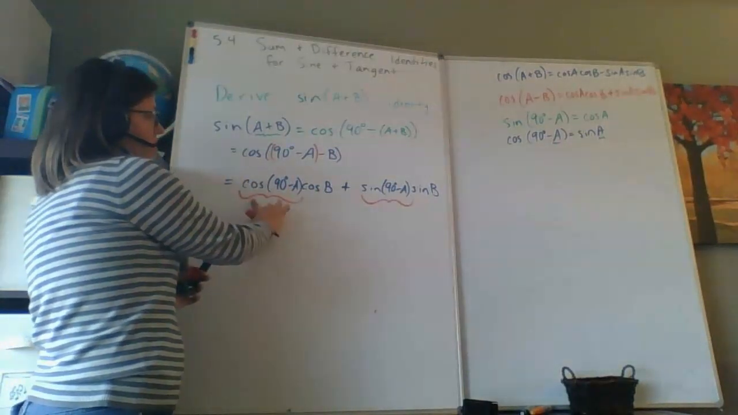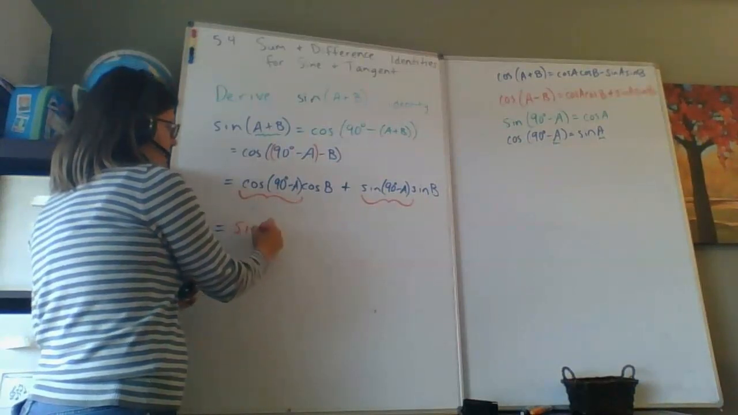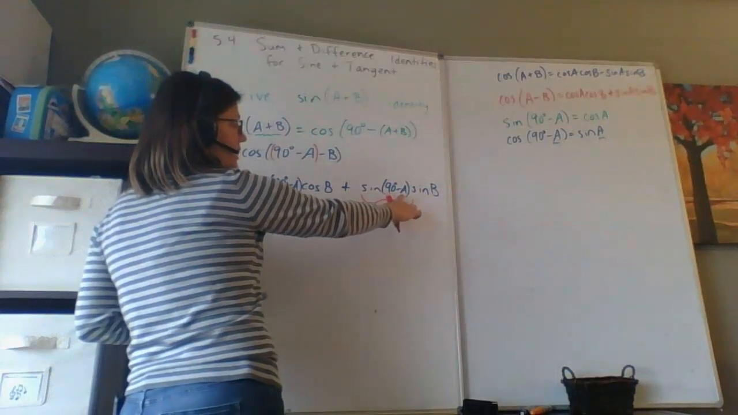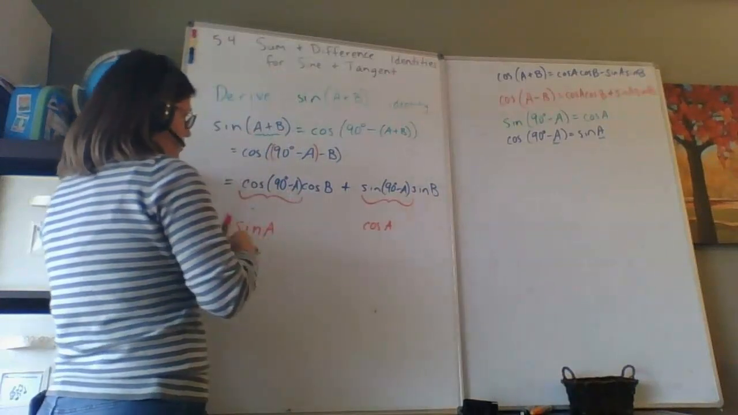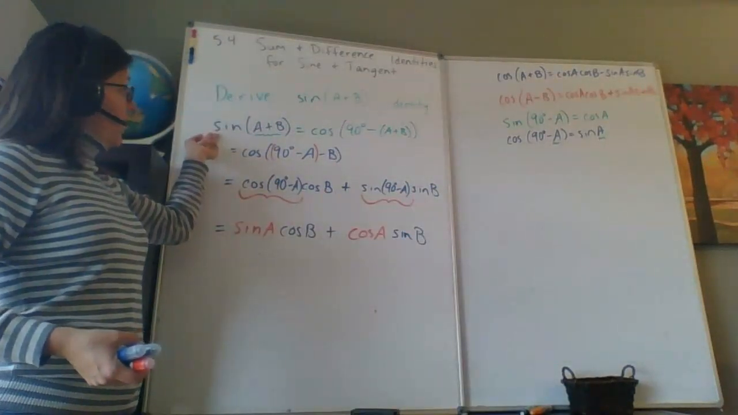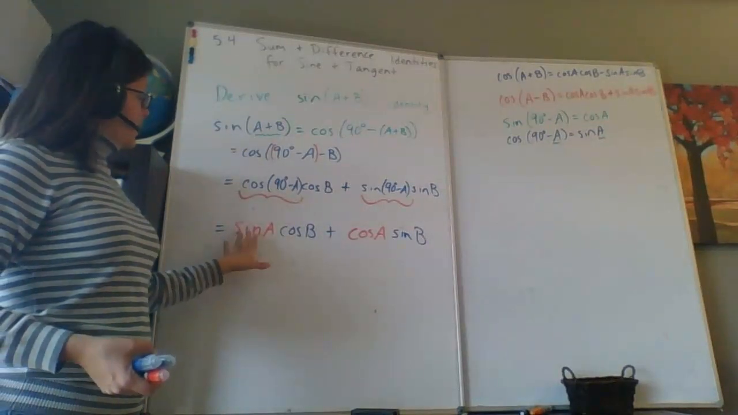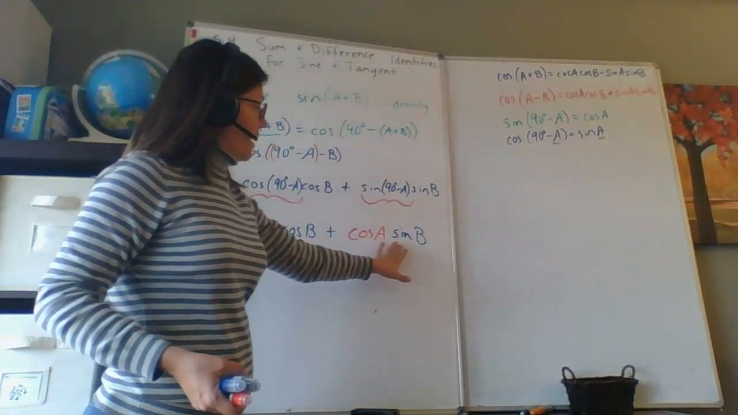Notice that cosine of 90 degrees minus a is the same as sine of a, and sine of 90 degrees minus a is the same as cosine a. Now we drop the rest down, and here we have the sine of a plus b identity, which states it's the sine of a times the cosine of b plus cosine of a sine of b.